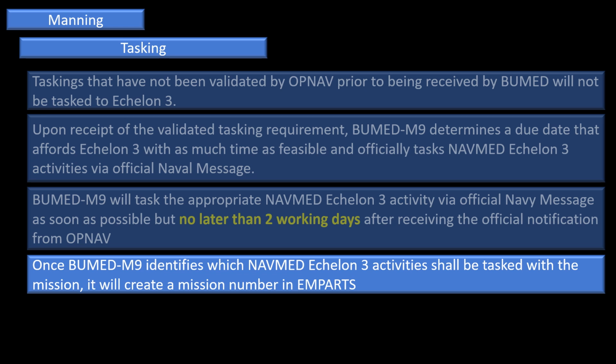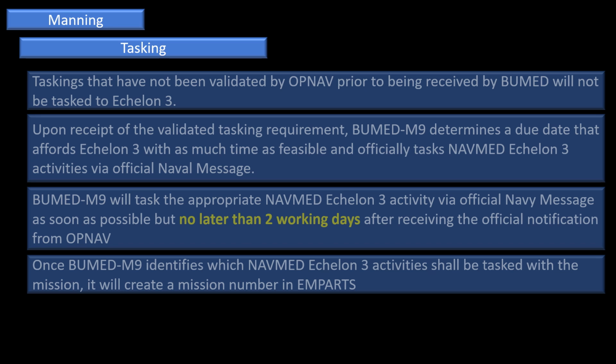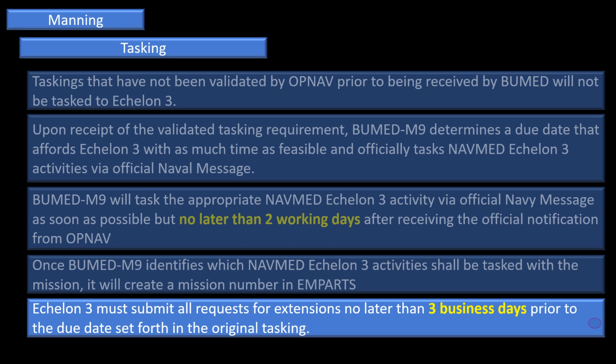Once the BUMED M9 has identified which Echelon 3 activity will be tasked with the mission, it will create a mission number and imparts. Then the Echelon 3 must submit all requests for extensions no later than 3 business days prior to the due date set forth in the original tasking. So when the Echelon 3 receives the mission from BUMED M9, if they need an extension, they've got to get that extension in no later than 3 business days prior to the due date of that original tasking.